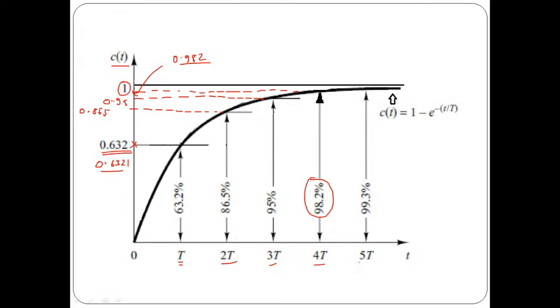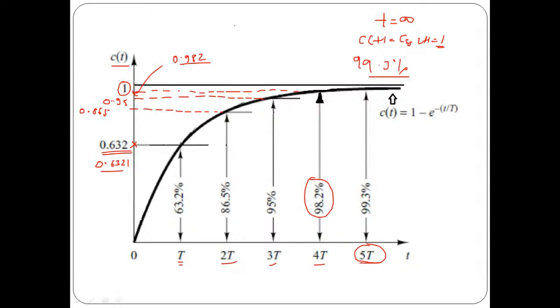In the same way, at 5 time constants, the response is almost 100, but not exactly 100, because I told you that when you put t equals to infinity, then only this term is going to be 0, and the value of c of t is going to be css of t, that is going to be 1. So at 5 time constants, the response of the system reaches almost 100, which is 99.3%. That is important.